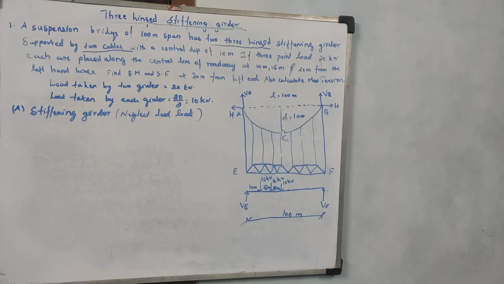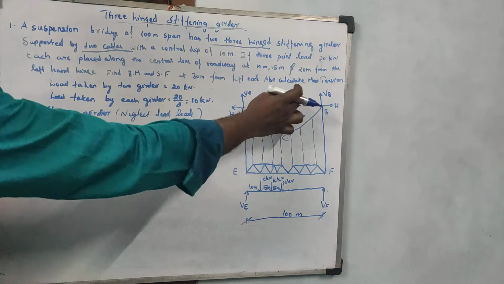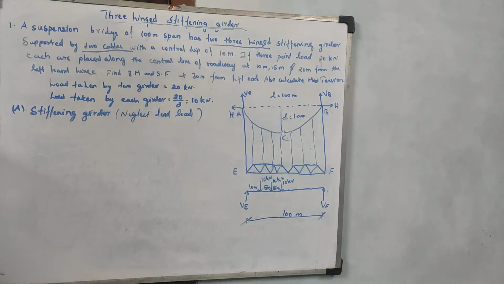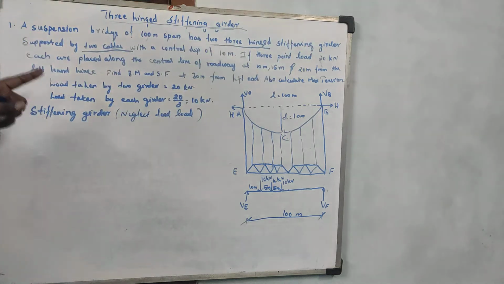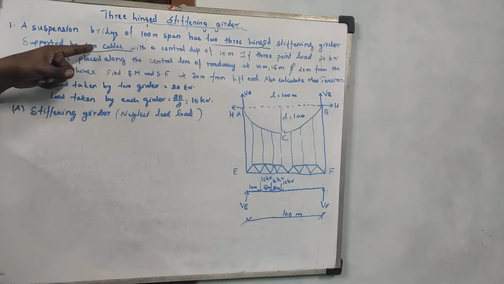Next topic is 3-hinged stiffening girder. So we can solve a problem in 3-hinged stiffening girder. A suspension bridge of 100 meter span. The length of the bridge is 100 meter. Has two 3-hinged stiffening girders supported by two cables.